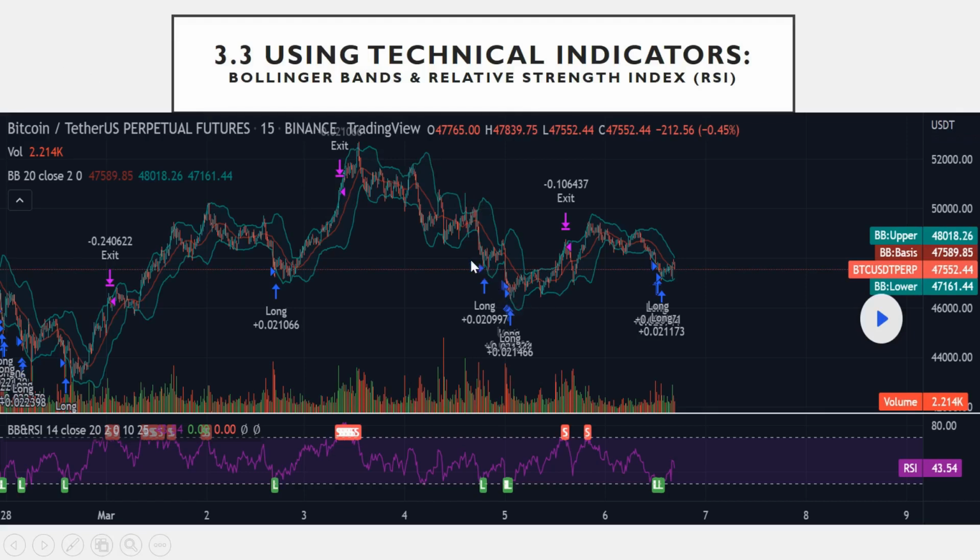When wicks or the candles go outside the bands, it's a sign that the market is going to change direction. So if you see the Bollinger Bands here, if you see here, see that it has come down outside the band.